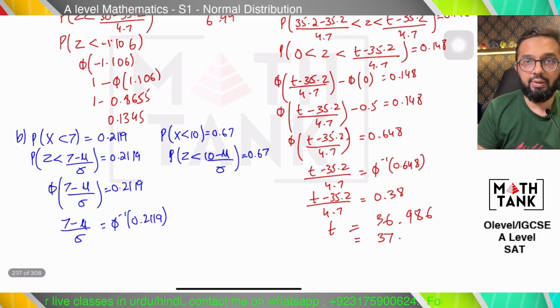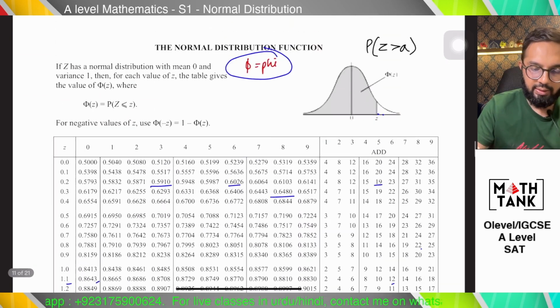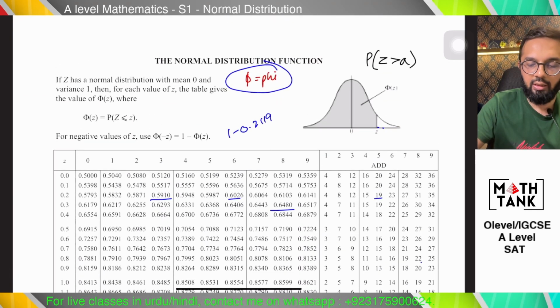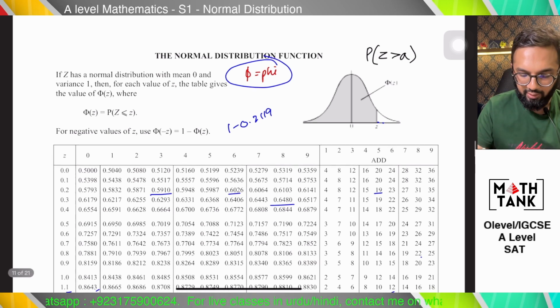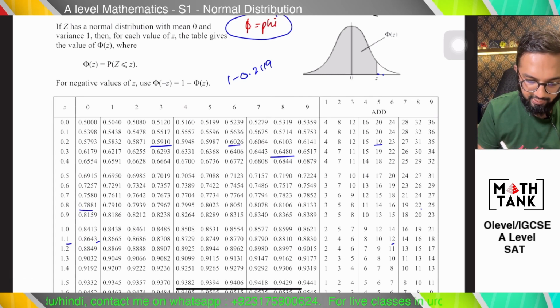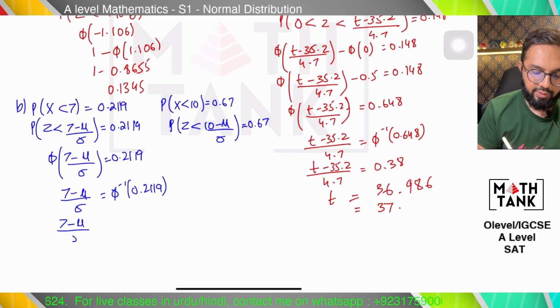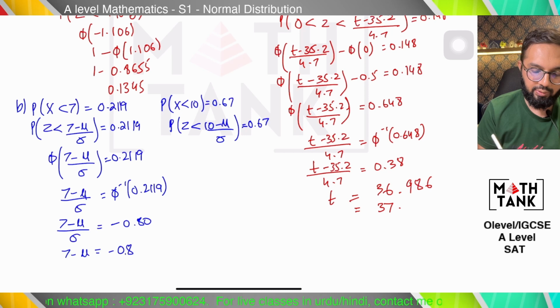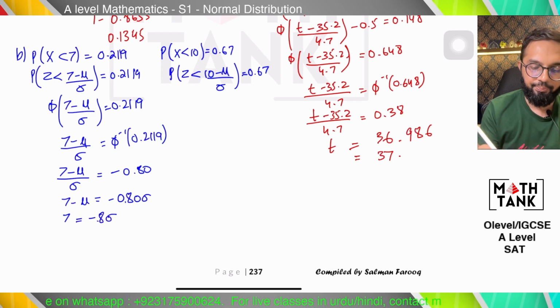Now since this value is less than 0.5, I can't read this directly from a calculator. What will I read instead? I will first subtract 0.2119 from 1 and read that and put a minus with my answer. So I'm reading 0.7881. I have a feeling that should be a direct number. 7881, that's 0.80. So 7 minus mu over sigma equals minus 0.80. 7 minus mu equals minus 0.80 sigma, and 7 equals minus 0.8 sigma plus mu.